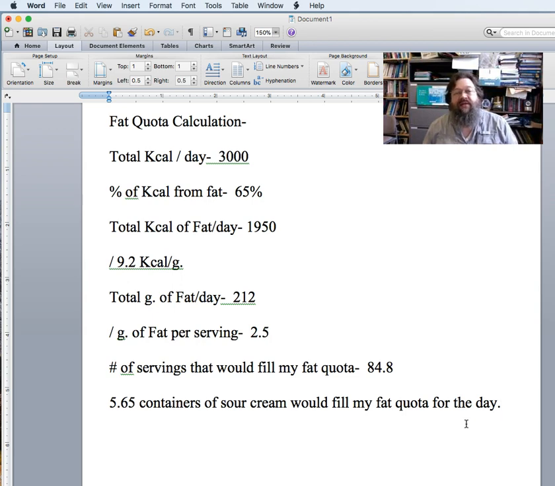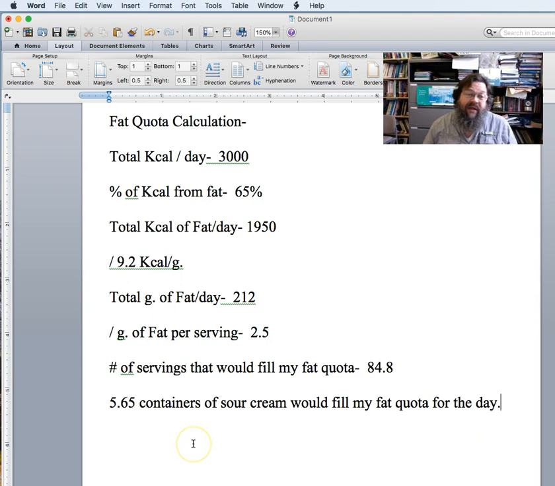If I were trying to build up my fat, this lower fat type of sour cream would make it a lot harder for me to do so. I'd be better off with the higher fat sour cream, and even then I'd really have to get a lot of my fat from some other source because it's hard to eat that much sour cream.